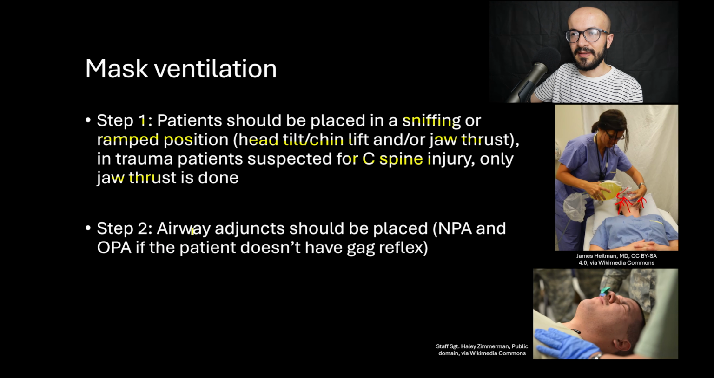Now, step 2, the airway adjuncts should be placed, such as the nasopharyngeal airway and the oropharyngeal airway if the patient doesn't have a gag reflex. The nasopharyngeal airway is inserted most of the time, except in patients with severe facial trauma and patients with basal skull fractures, for reasons explained in the previous video of this series. And also, the oropharyngeal airway must be placed if the patient doesn't have a gag reflex. If possible, 2 nasopharyngeal airways and 1 oropharyngeal airway should be placed at the same time.